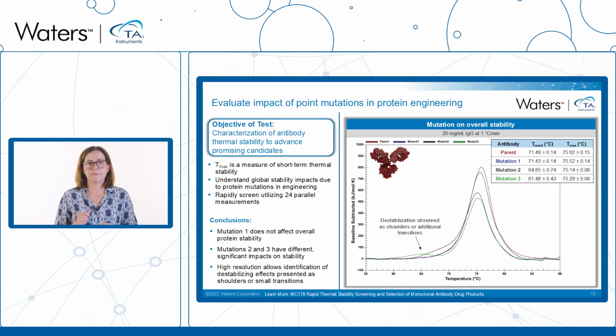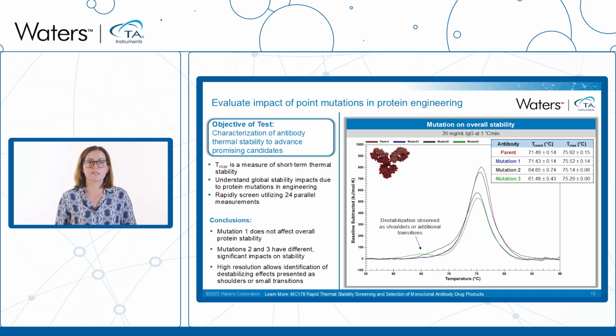For the parent protein, a single amino acid mutation, seen here as mutation 1 in blue, was made, which had no major effects in terms of short-term stability of the antibody. However, additional single amino acid mutations did have a significant impact on the protein stability, as seen here in the case of mutation 2 and mutation 3.